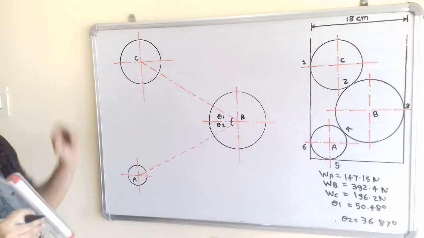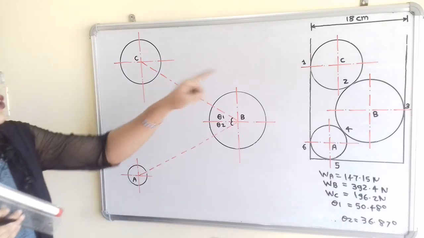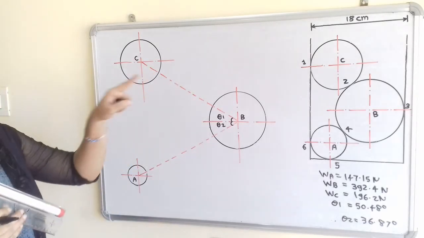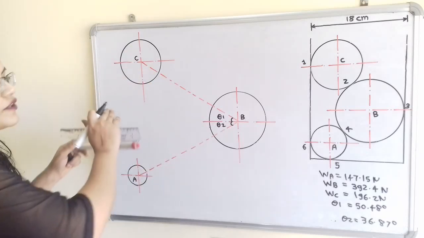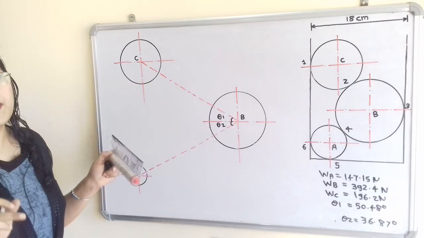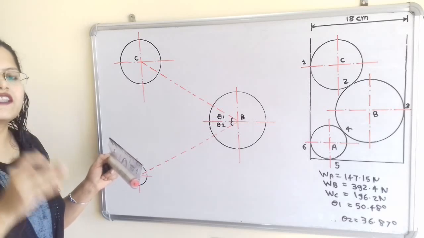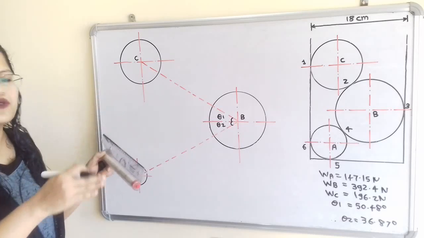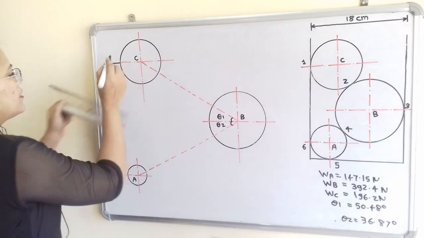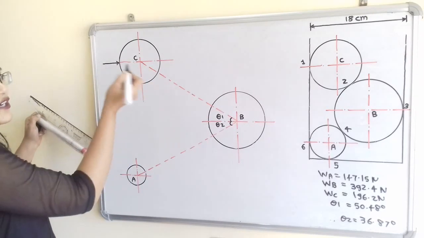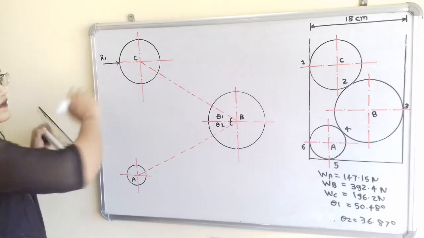Now we will show the reaction forces. So if we observe the cylinder C, then it is in contact with the vertical wall at point 1. So reaction force will be in horizontal direction because the reaction is always perpendicular to the surface and towards the cylinder. So I will show here the reaction. So it is at point 1. So we will show here as R1.